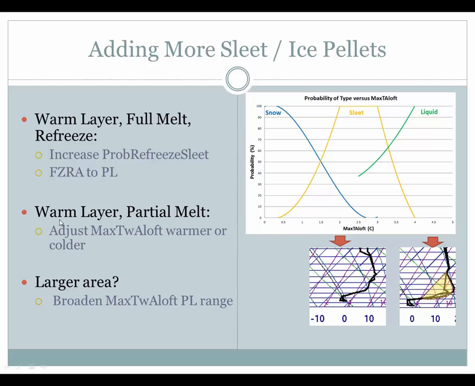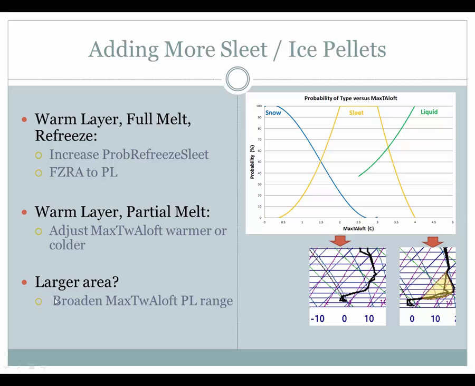The other methodology for producing ice pellets is to have a warm layer, but only in that 1 to 3 degrees Celsius range. And so it's going to only partially melt coming through the warm layer and then refreeze in the near surface. So you can adjust your wet bulb temperature aloft to warmer or colder temperatures depending on what your scenario is to get more sleet. But you have to be in that hot zone where sleet probabilities are quite high, which is somewhere in the 2 to 3 Celsius range.